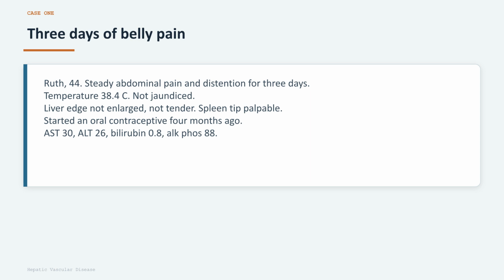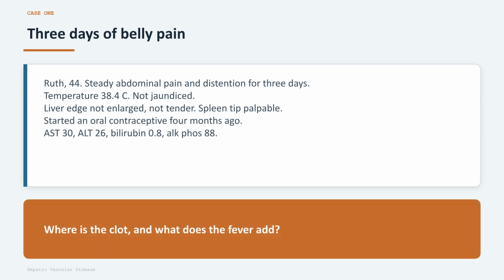Her spleen tip is palpable. She started an oral contraceptive 4 months ago. And here is the part that fools people. Her liver tests are completely normal. So think about where this clot has to be, and think about what that fever adds to the picture.